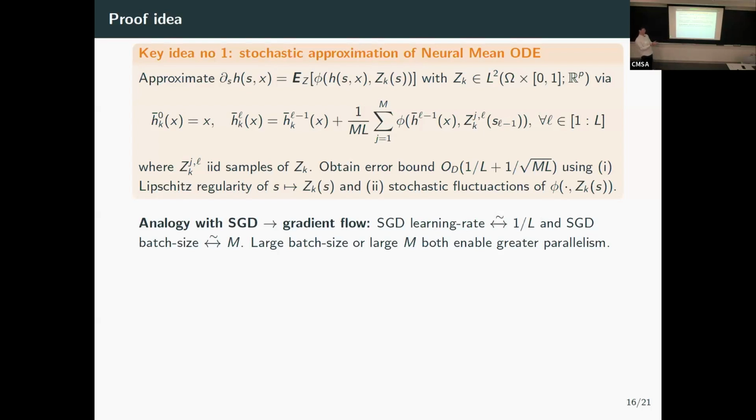This is the same kind of mechanism. And later, when we discuss the optimal shape, you should also keep in mind this well-known fact that SGD, with a fixed computational budget, will not approximate gradient flow better if you take larger batch sizes, because it costs more to compute the gradient on a large batch, but it helps to parallelize the computations. And this is the same phenomenon here. Taking a large M only helps in parallelizing the computations. You will not reduce the error for a fixed product ML, which would be the computational budget here.